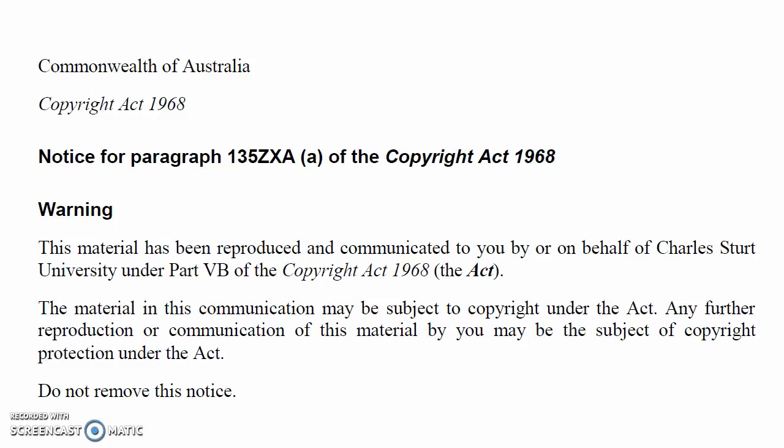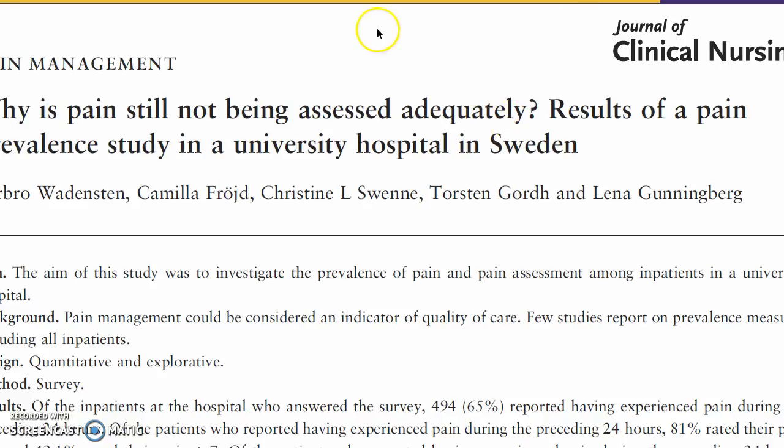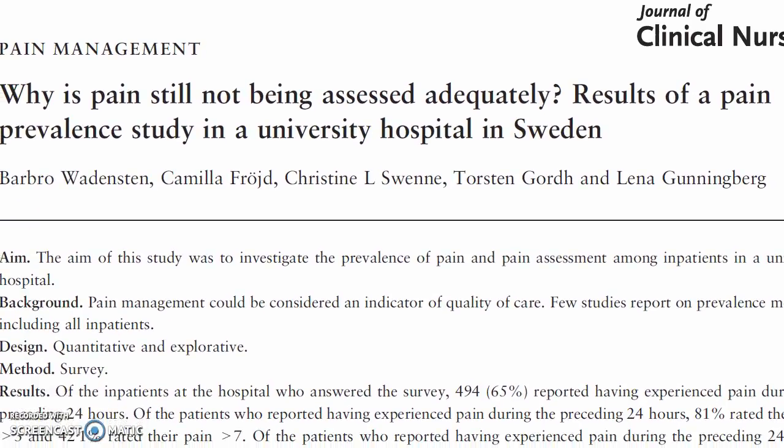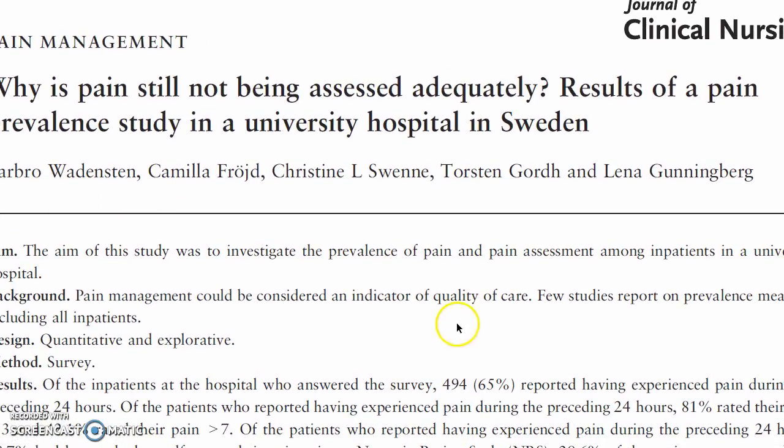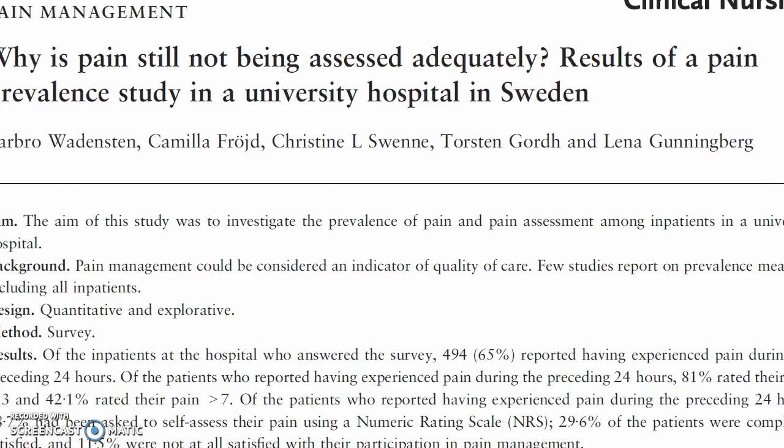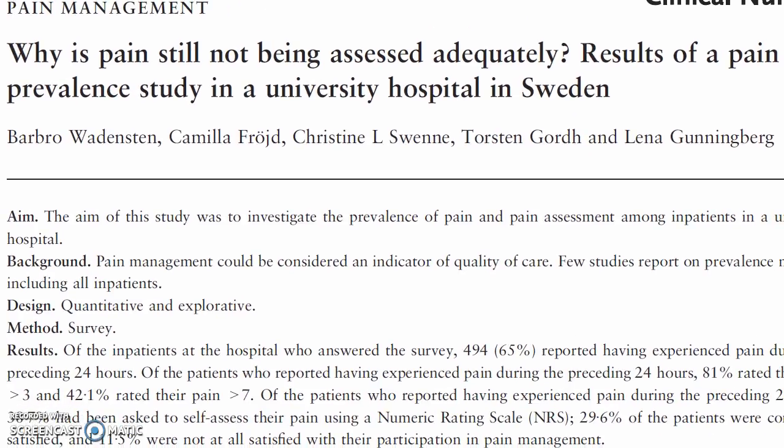First of all, we've got the copyright sign. Okay, so this was the article that the students needed to critique. It's called "Why is Pain Still Not Being Assessed Adequately? Results of a Pain Prevalence Study in a University Hospital in Sweden," and it's published in the Journal of Clinical Nursing. So we're going to have a look at the person who has done that.